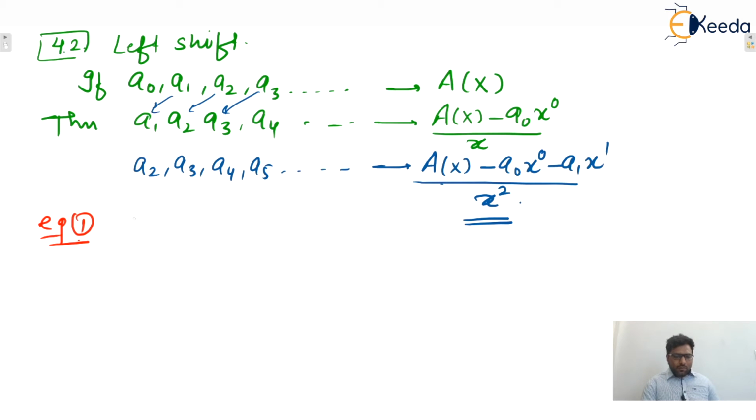Let's say one sequence is given to you: a naught, a1, a2, a3 up to infinity. Now you tell me what will be the generating function. So we can say that it is a naught x^0, a1 x^1, a2 x^2 and so on. Yes or no?